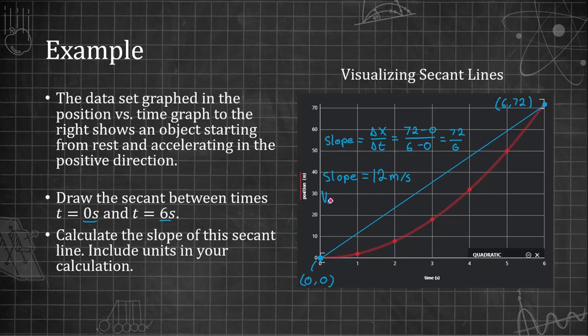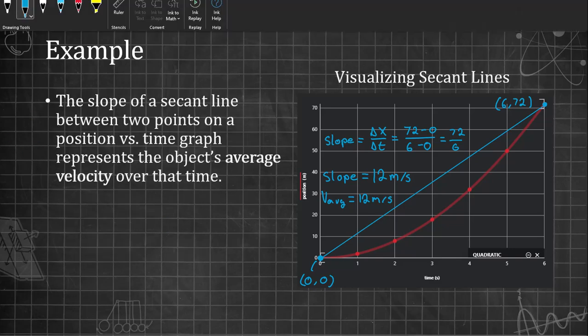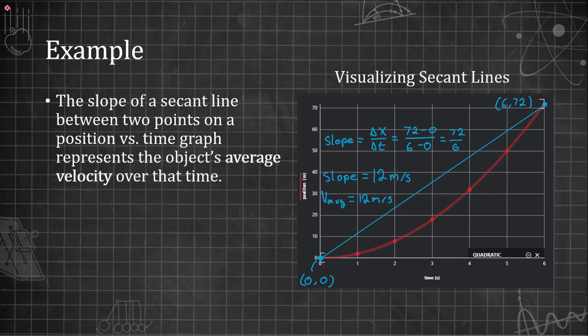So we get that the slope has units of meters per second again, because it tells us something about the velocity. And because we took the total displacement over the total time by calculating the slope of the secant line, we're getting an indicator of the object's average velocity over these 6 seconds. So the slope of a secant line between 2 points is just indicating the object's average velocity for that time interval.